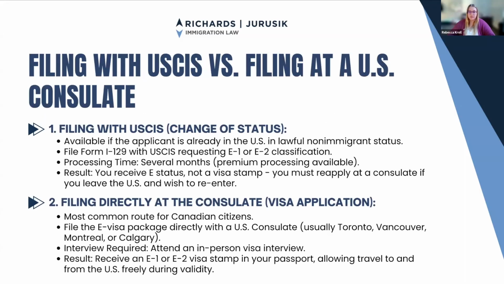So when it comes to actually filing an E application, there's 2 ways you can go about doing it. So the first would be through USCIS via a change of status. So this is only available if you are already physically present in the US in lawful non-immigrant status. So say if you're here as a visitor with a B, student as an F1, H1B, whatever it may be, you can change your status by filing Form I-129 with USCIS and requesting that change to the E1 or the E2.